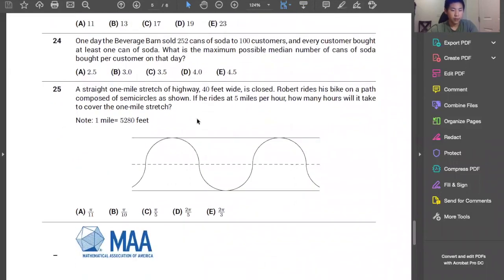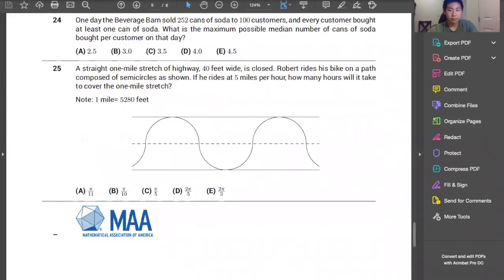Okay, on to the last question. So we have a straight 1 mile stretch of highway, 40 feet wide, which is closed. Now Robert rides his bike on a path composed of semicircles, and he rides at 5 miles per hour. So we want to know how many hours it'll take him to cover the entire stretch.